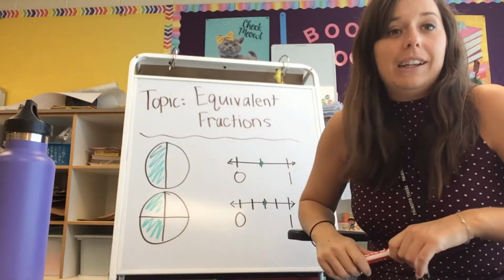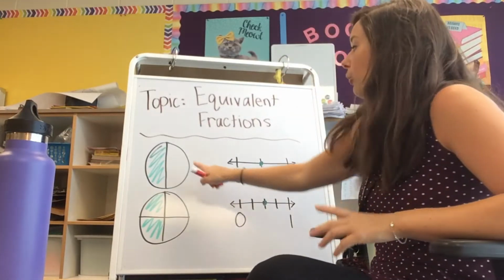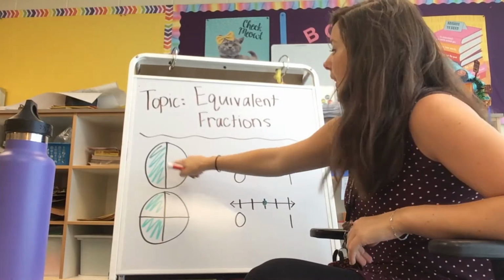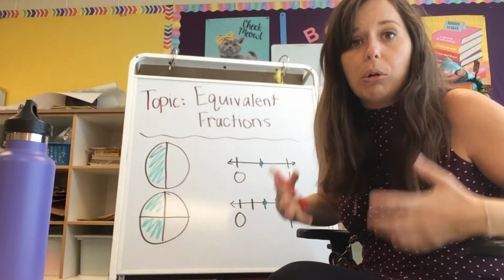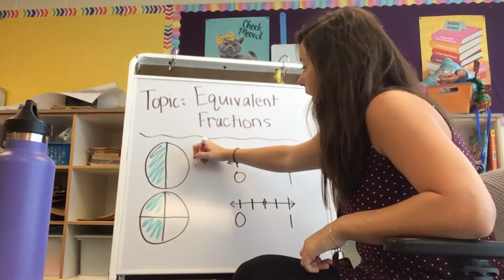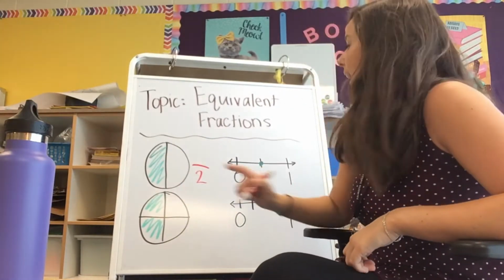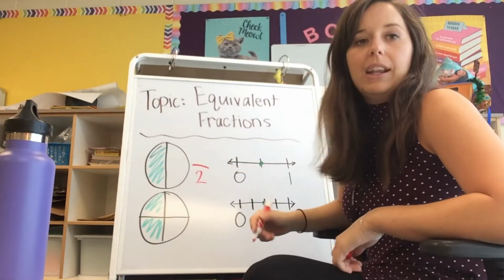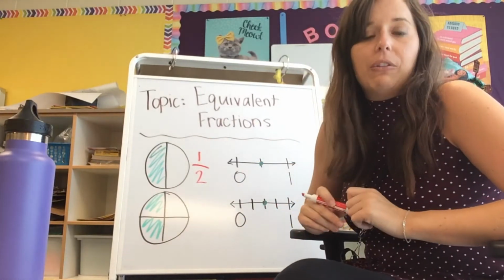They are shading in the same amount. However, the fraction is different. So if we look at this first one right here, we have only one side shaded, but there are two total parts of this whole. So for this, we know that our denominator is a 2 because there's two equal parts. And we know that 1 is shaded in, so 1 over 2, or 1/2, is our fraction.